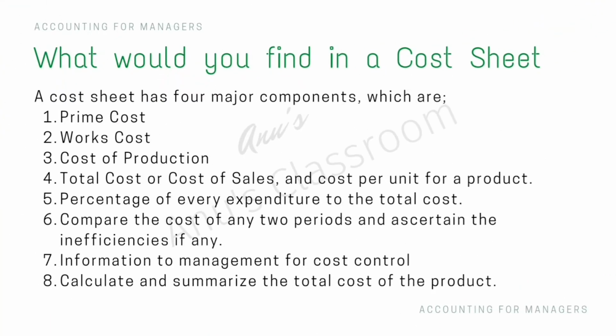So, what are the things that you could find in a cost sheet? A cost sheet has four major components, which are the prime cost, the work cost or the factory cost, the cost of production or office cost, and the total cost or the cost of sales. The cost per unit of the product can also be derived from the total cost. The percentage of every expenditure is mentioned as a percentage of the total cost, and we can use it to compare the cost of any two periods and ascertain if any inefficiencies are there or not. It provides information to management for cost control, and it helps in calculating and summarizing the total cost of the product.